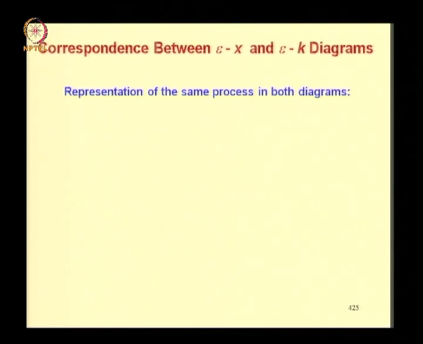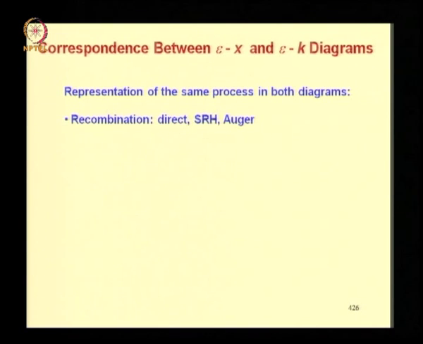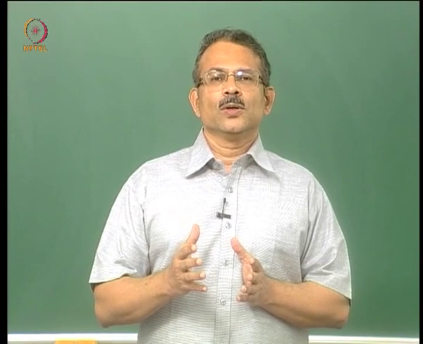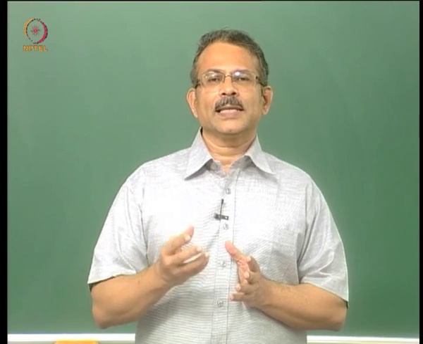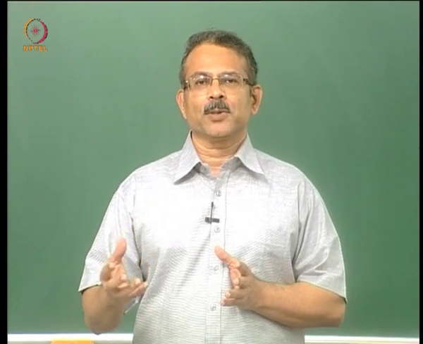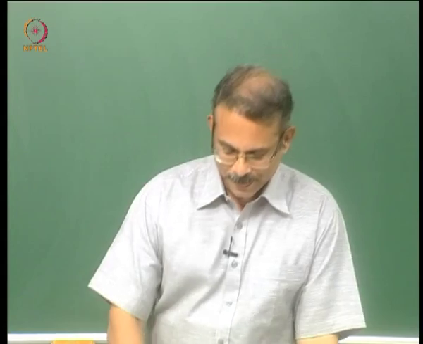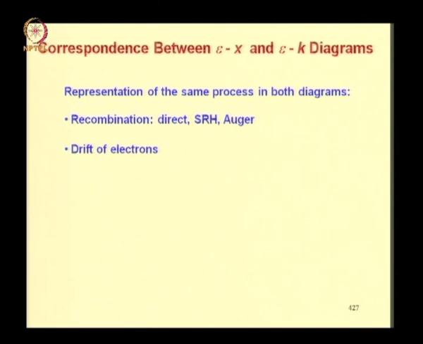Now we shall discuss the topic by representing the same process in both diagrams. The processes we shall consider would be recombination, three different types of recombination, namely direct, SRH and Auger. I will leave it as an assignment to the student to show on the Ex and Ek diagrams the corresponding generation processes, okay. And then we shall show how drift of electrons can be represented on Ex and Ek diagrams.